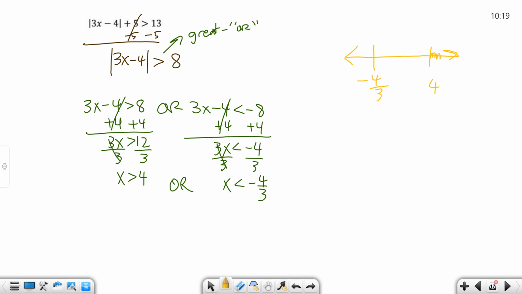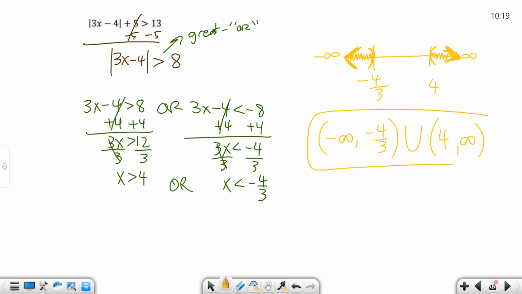Let's just start at 4 and go out here to the right and shade the arrow. That's infinity. And then what about the 4? You get a parenthesis because there's no equals. Less than negative 4/3 is to the left. Shade the arrow because you go all the way out there to the end. And that's negative infinity. And then you have a parenthesis here, right, because there's no equals. So you have negative infinity, comma, negative 4/3, and everything here gets parentheses. Infinity and negative infinity always get parentheses, and then this parenthesis goes here. Union, right, down and back up, parenthesis 4, comma what? Infinity with a parenthesis.